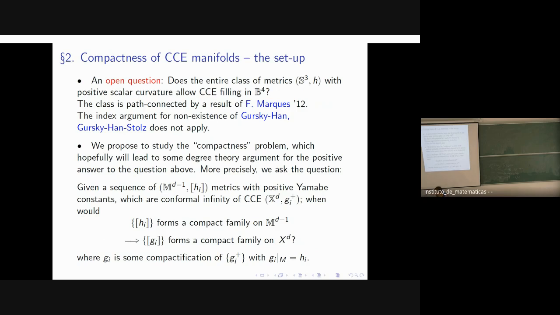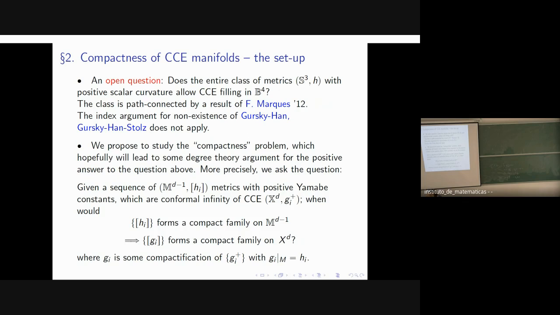And if one looks at the result of Zworski and Han and so on, one notices they need S^(4k-1), and k bigger than or equal to 2. So the question is, what happens on S^3? So on S^3, one special question is, what is the class of metrics on S^3 which allow a filling-in? Especially if you have this h with positive scalar curvature.